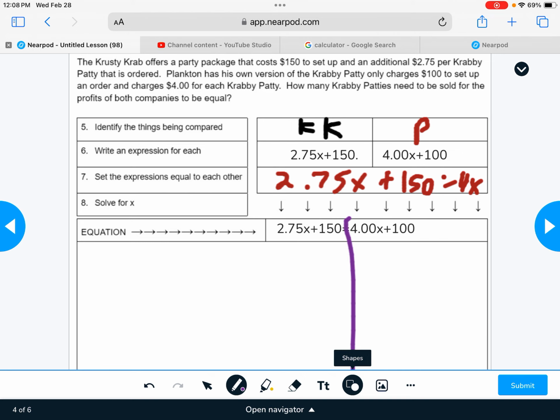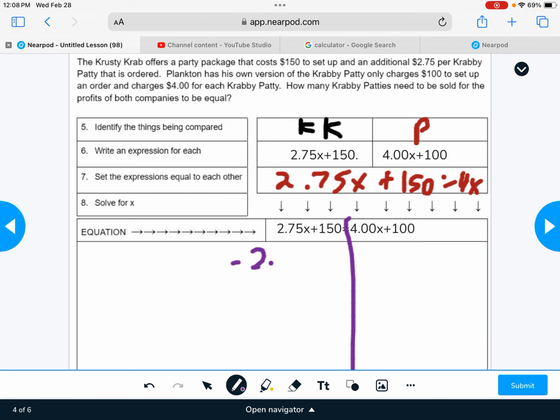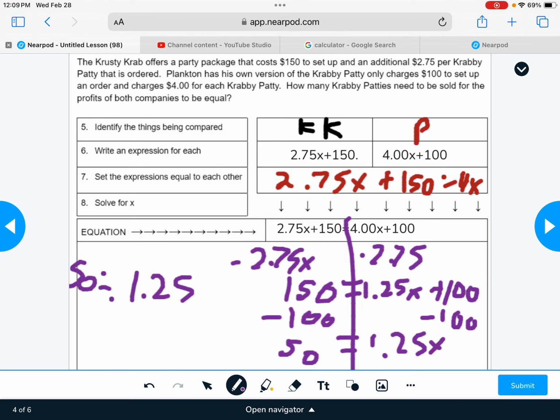So, to solve this isn't too bad at all. If I subtract on both sides $2.75x and a minus $2.75 here, I end up with $1.25x plus 100 equals the $150. I subtract 100 on both sides. That leaves me with $50 equals 1.25x. If I divide both sides by 1.25, that would be 50 divided by 1.25, giving me 40.